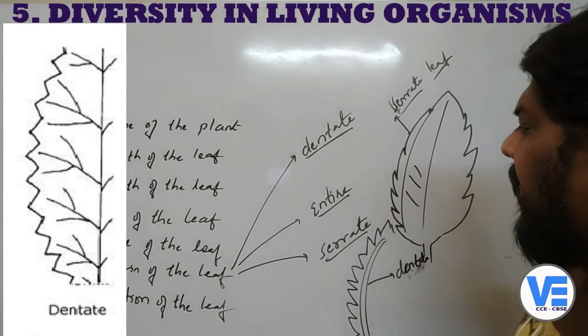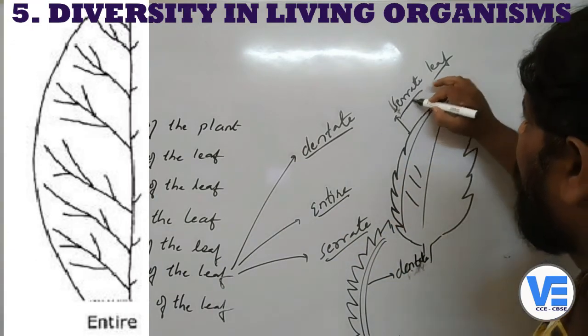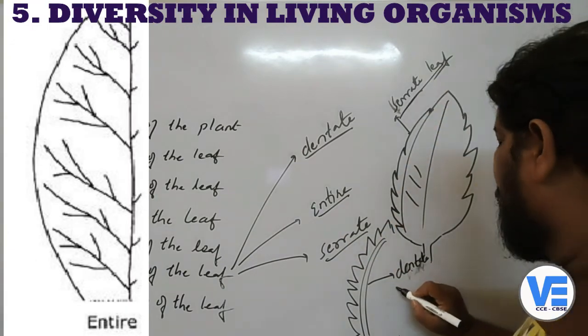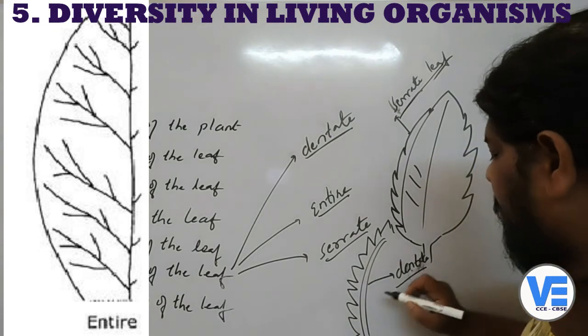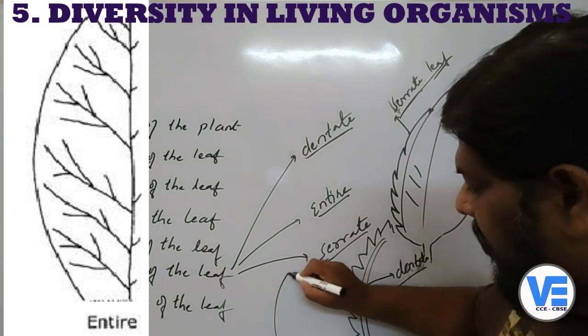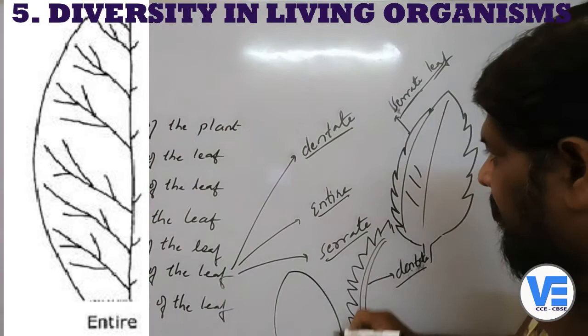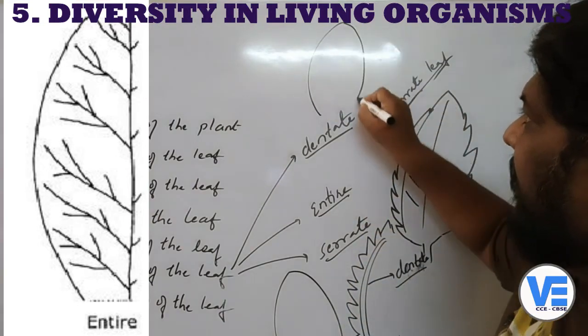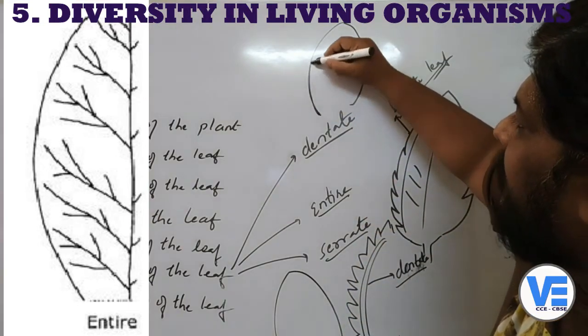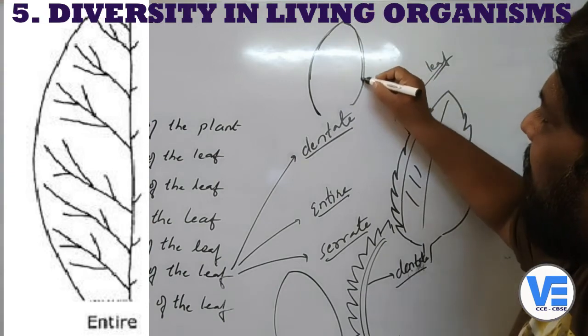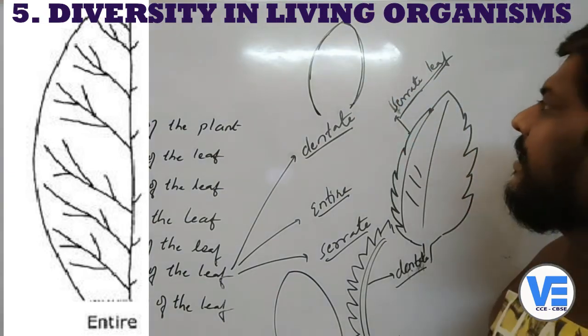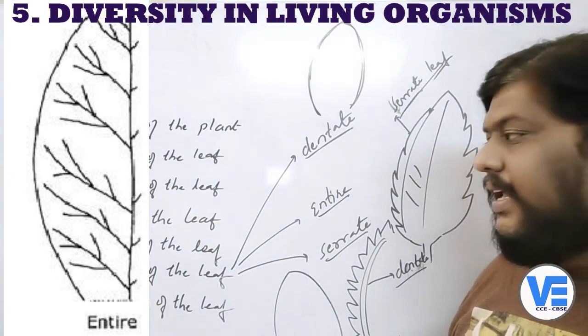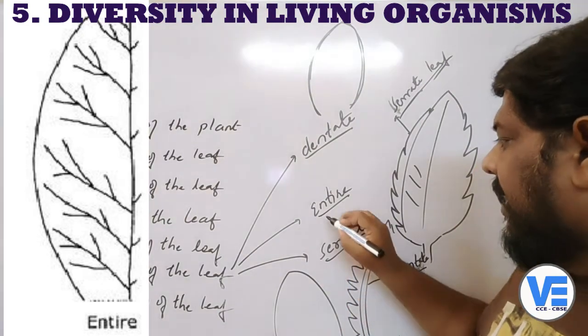And when you come to the entire leaf, you will not find any serrations, or it will not be like the dentates. It will be something like this, without any serrations or cuts. You can find a neat leaf. So this kind of leaf will be called the entire leaf.